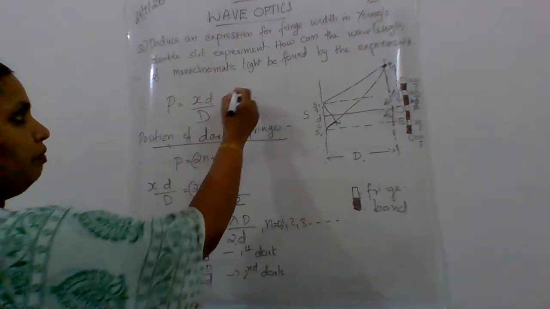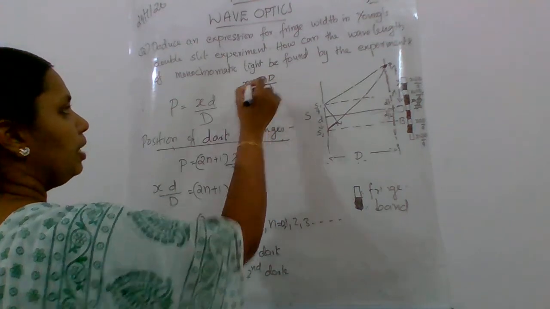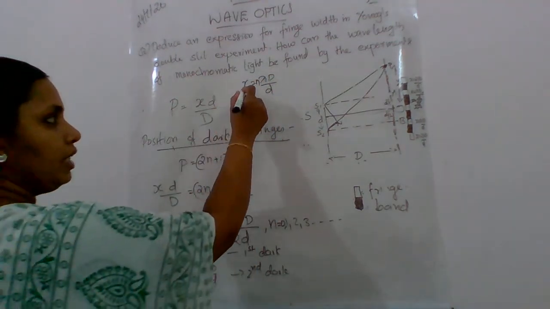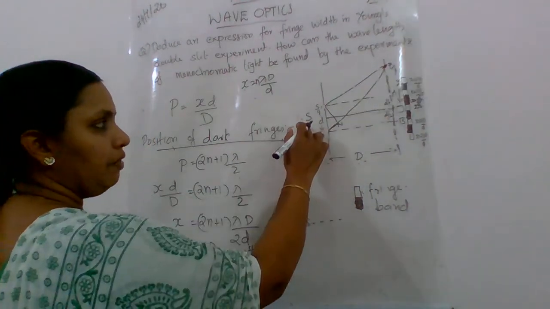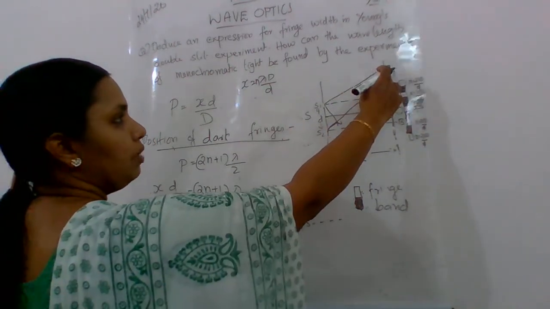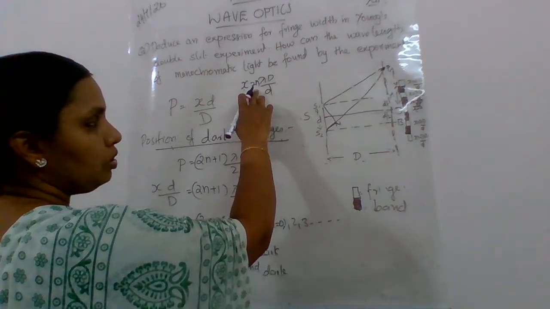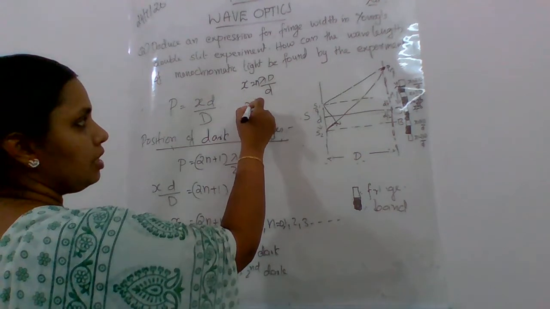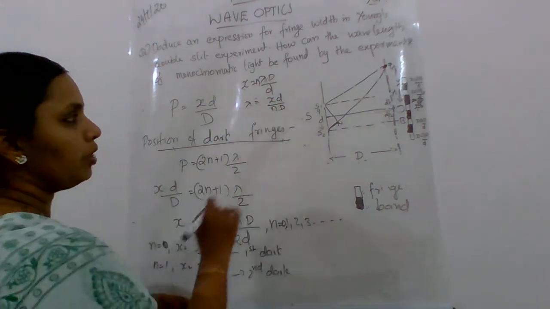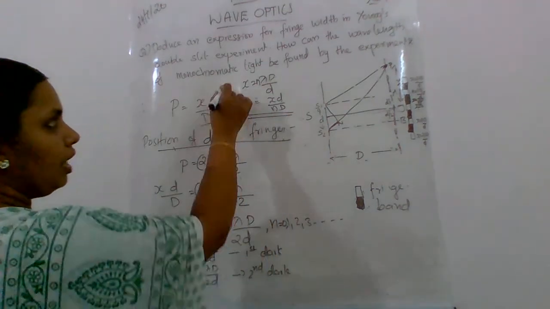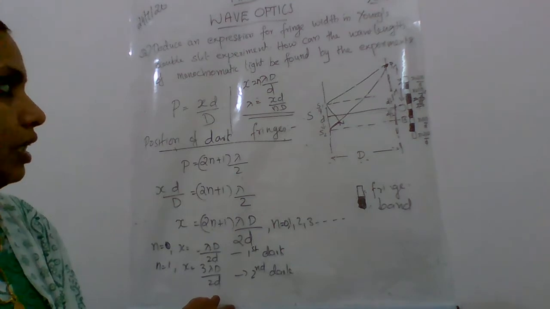See, we have x is equal to nλD by d, isn't it? So from here, if you are getting a bright fringe at point P using a wavelength of lambda, x we can measure. So can you calculate lambda here? Yes, lambda is equal to xd divided by nD. So using this relation, we can find out the wavelength of monochromatic light by the experiment.